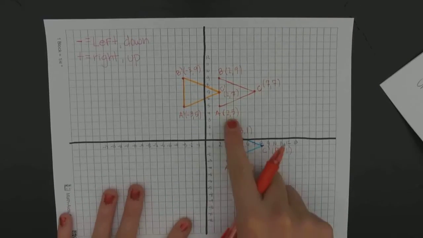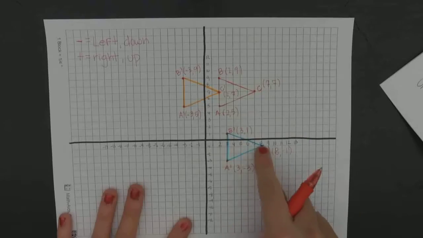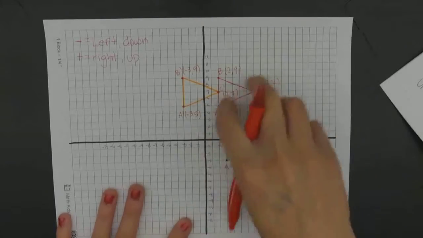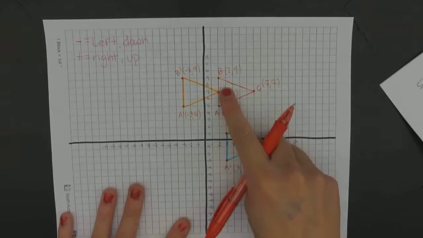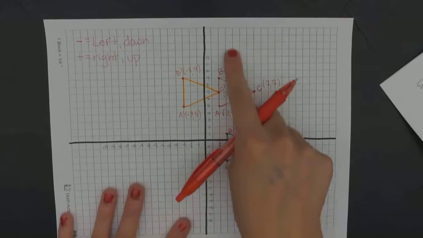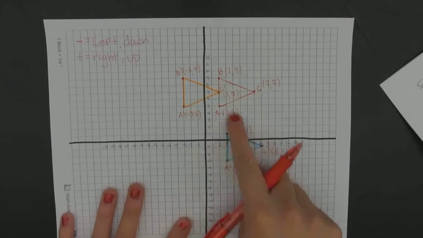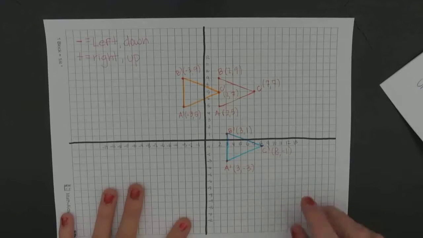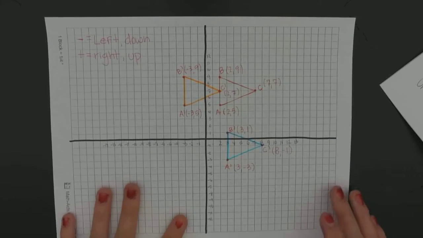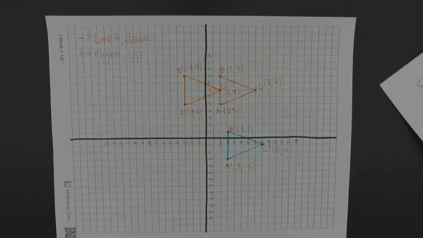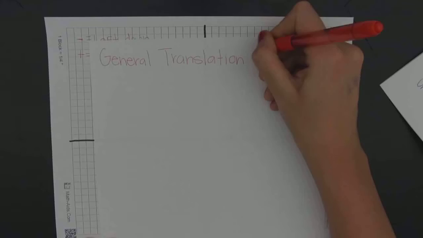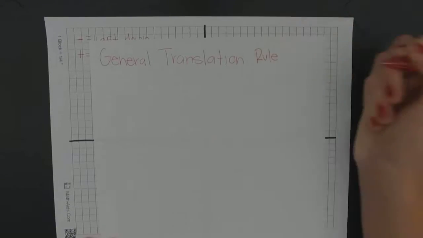And let's look, again, they are all facing the same direction, right? It didn't turn, it didn't do anything crazy. It's facing the same, and I just slid it to the left, up, to the right. This one's kind of diagonal because I moved it to the right and down. So facing the same direction, the exact same shape. Okay, so now let's talk about a general translation rule.